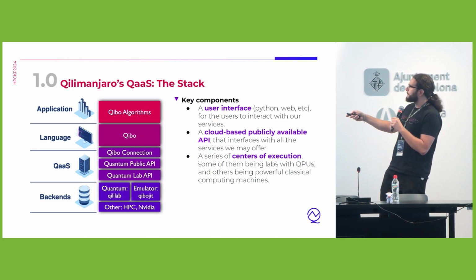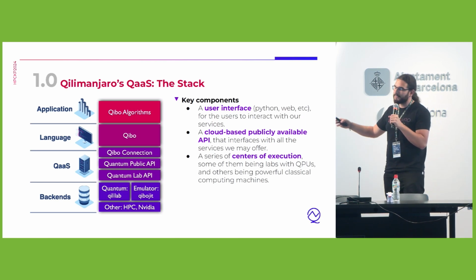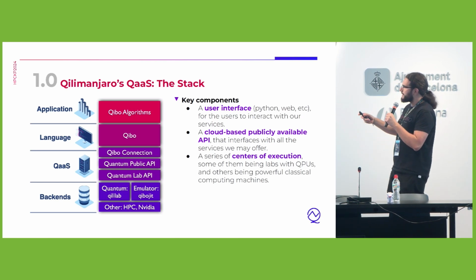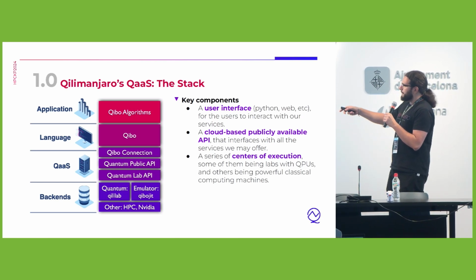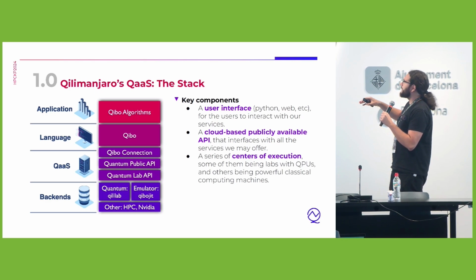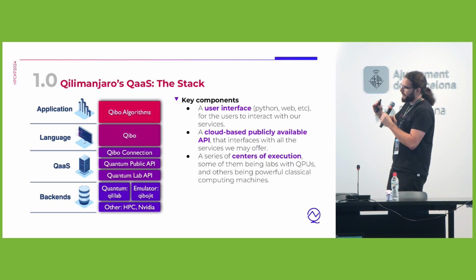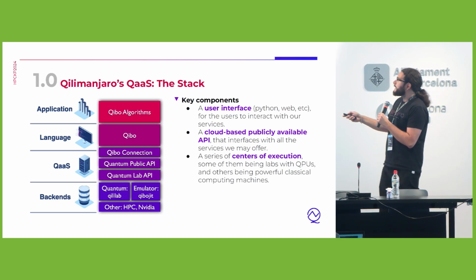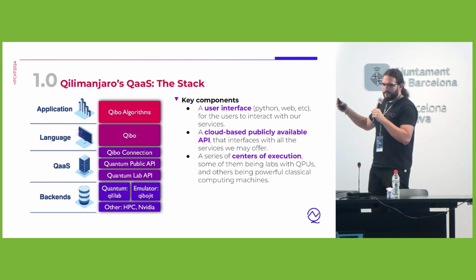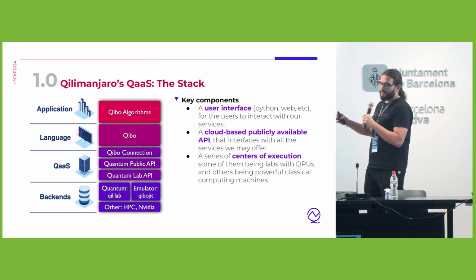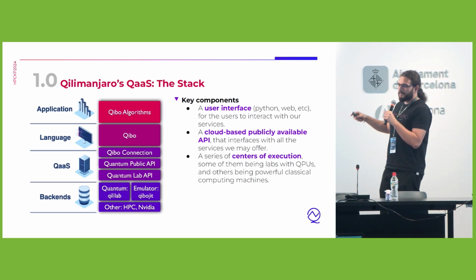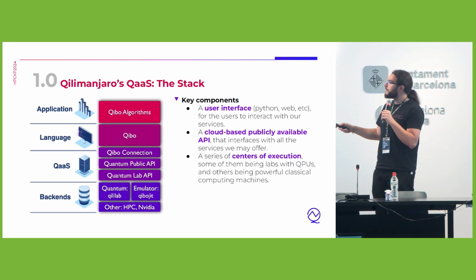Then we have the Quantum Public API so that external users can send executions. It manages all the user stuff. It is always online and is a first step in the queuing of a job. Then we have Qibo Connection so that a user that is using Python can integrate. It's basically an SDK that abstracts the web communication.